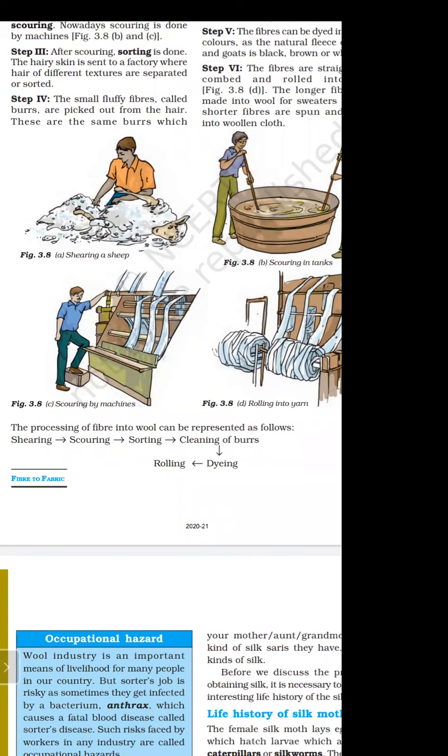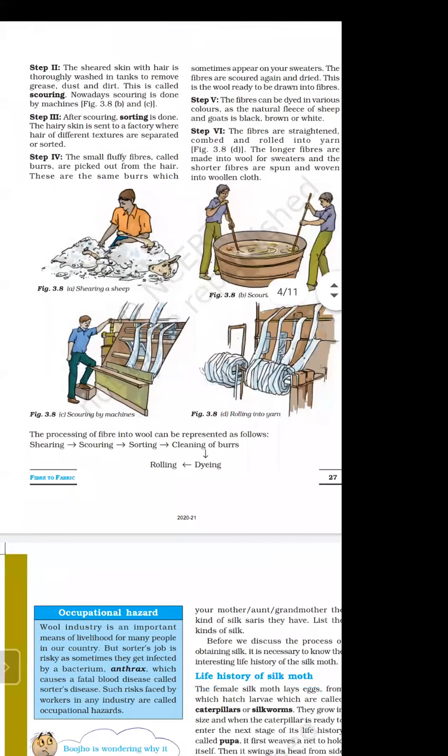Then cleaning of the burr: if the hair has fluffy burr, we have to clean that. Then dyeing in different colors. As we know, the natural fibers are brown, black or white in color, but in the market we have different colors. So how are these colors obtained? They are obtained by dyeing.